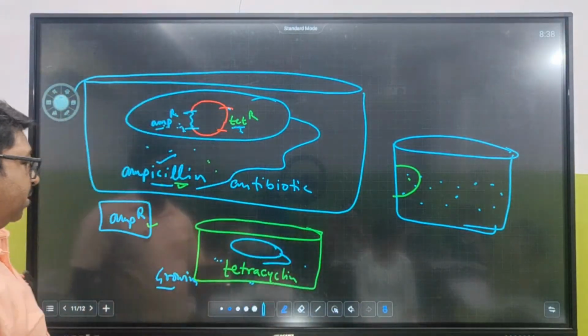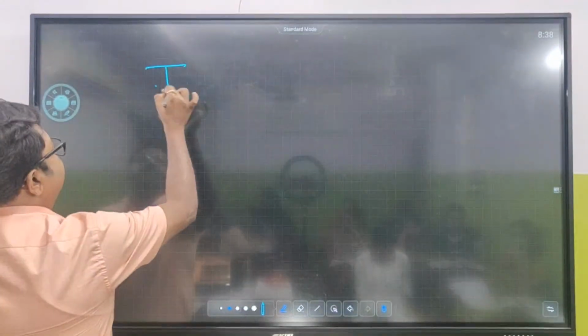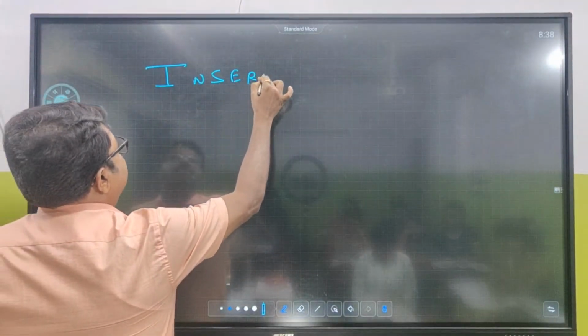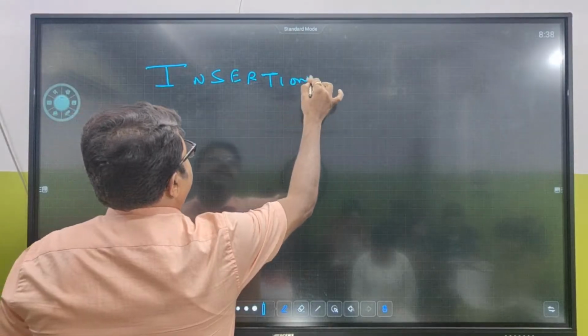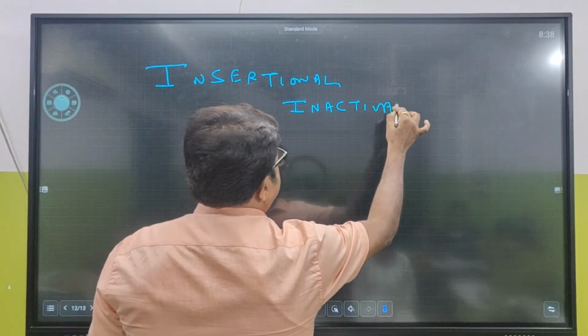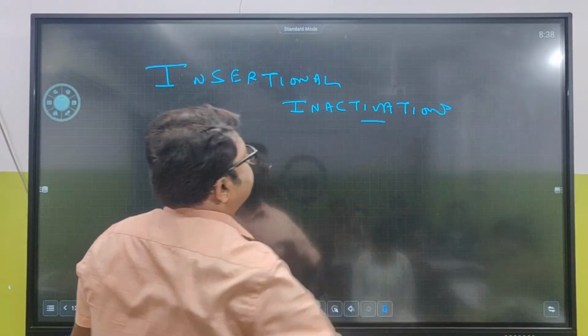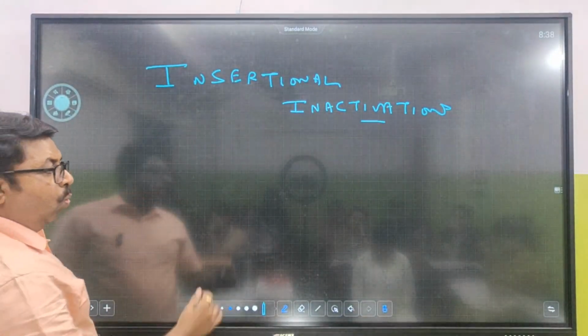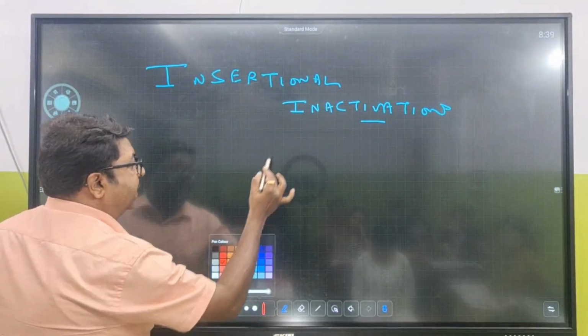It's there in your book on the next page. So what is the term? What is the meaning of this term? Insertional inactivation. What you are inserting and what you are inactivating.